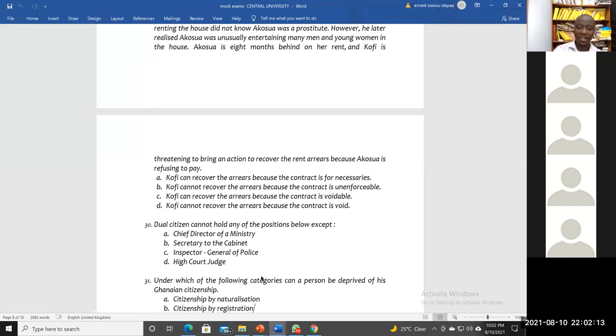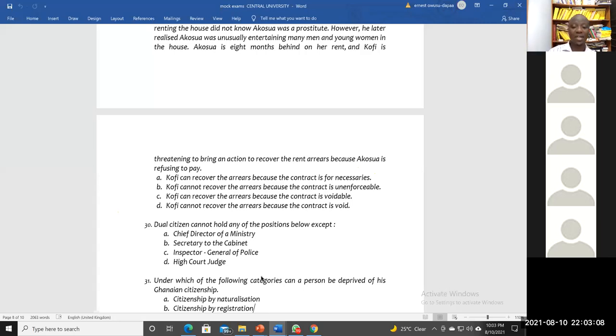Next question: a dual citizen cannot hold any of the positions below. Remember, I asked you to be reading the constitution, ten articles a day. But now that the time is close, if you have not been reading, you are now going to start. My advice is that since you have about 40 days before the exams, you can do 35 articles in a day, and I think you should finish it 4 or 5 days before the exam. That is if you have not been reading at all. But if you have been reading since I advised you, then you have nothing to really worry about.